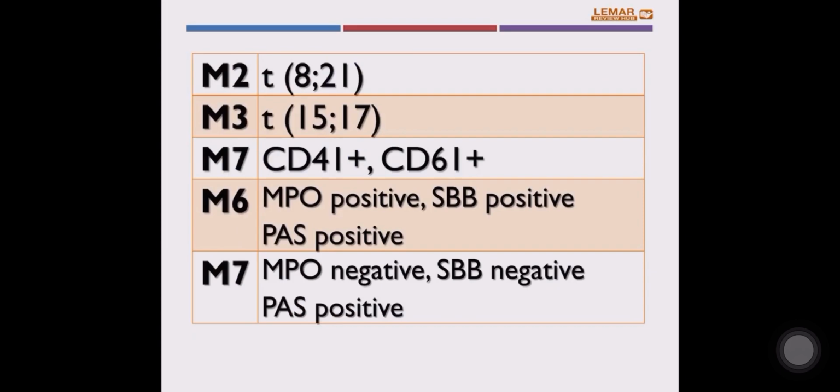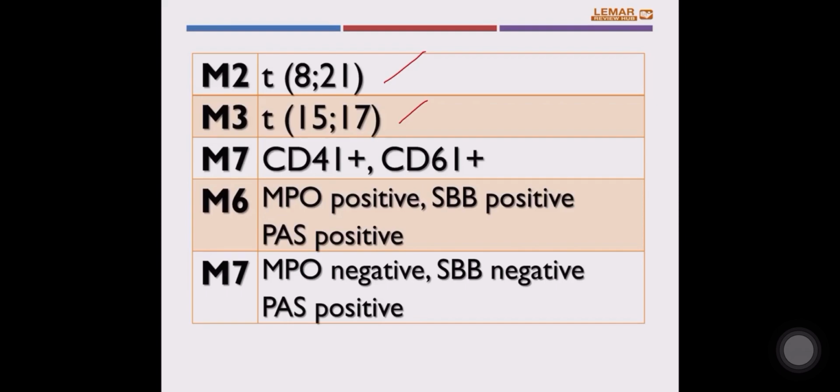Ano yung mga tatandaan? In M2, kanina nabigay ko yung 15, 17. Now in M2 or AML with maturation, take note, this involves translocation between chromosome 8 and 21. M3, translocation between chromosome 15 and 17.